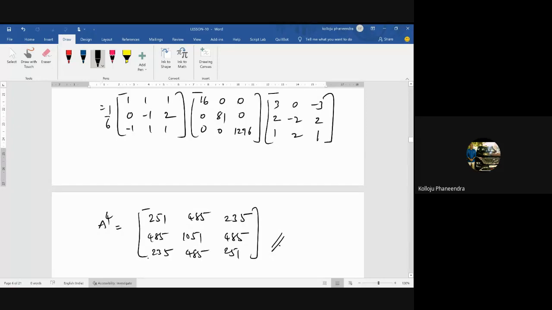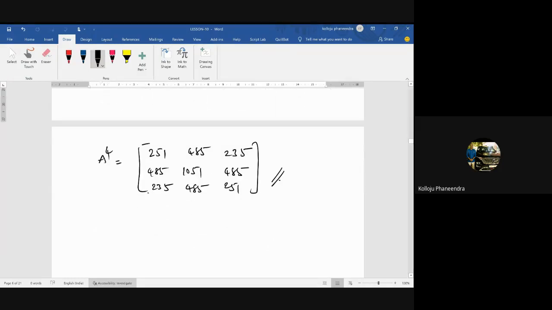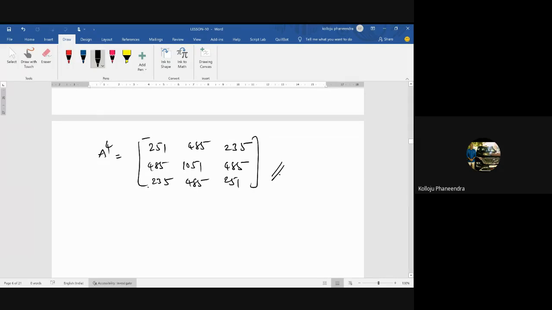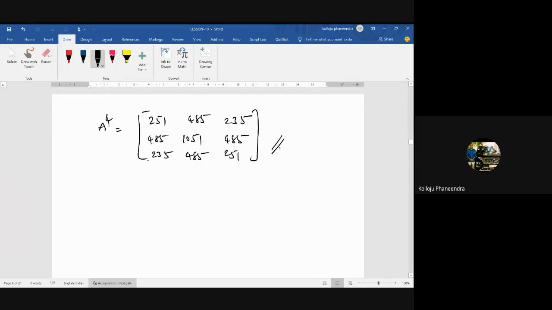Finding diagonalization: first the eigenvalues and eigenvectors, next diagonalization, next powers of A, that is A power 4. Here I solved the problem from the textbook because the values are very big and it takes time. Okay.